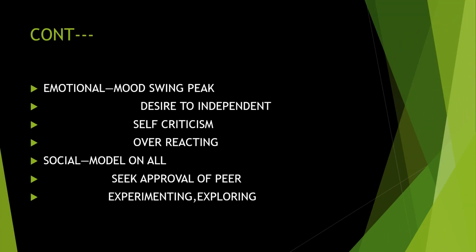Next is the emotional level. They have a high mood swing, which is at its peak. As I told you, it is an age of development happening in both their physical and psychological levels. There is a high mood swing we can see in adolescent students. So they have high stress. They are always in confusion about what they have to do.